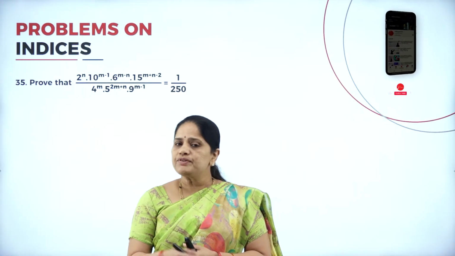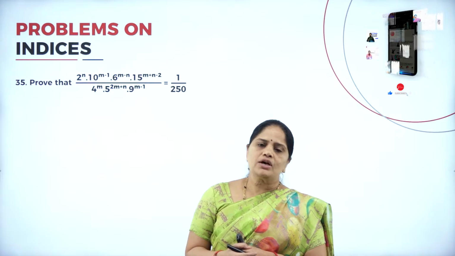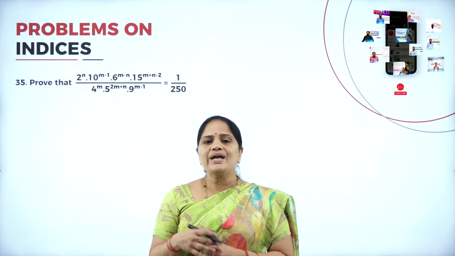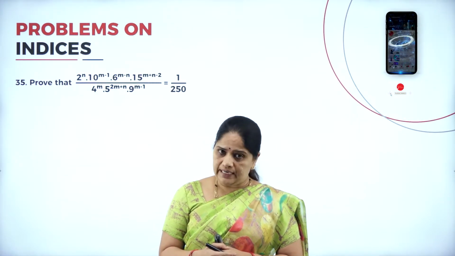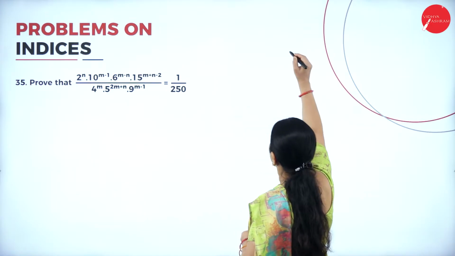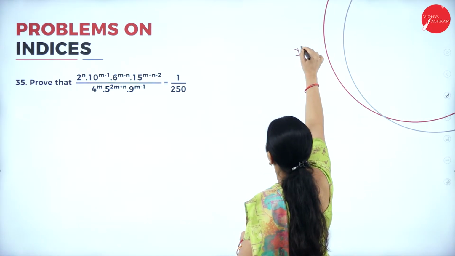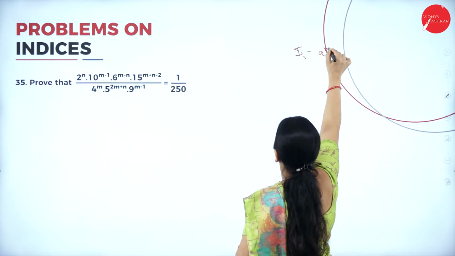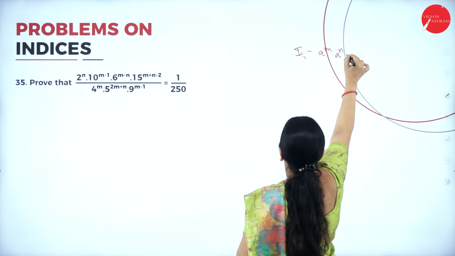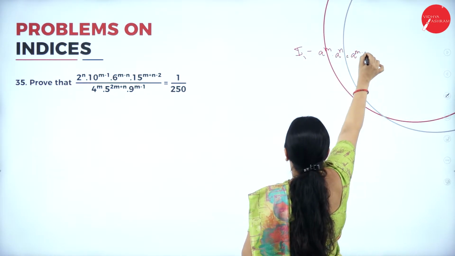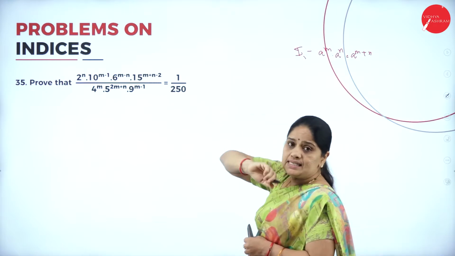Now, before going into the problems on indices, let us have a quick recap of the laws of indices. Now, what does the first law tell us? First law tells us that a to the power of m into a to the power of n equals a to the power of m plus n.